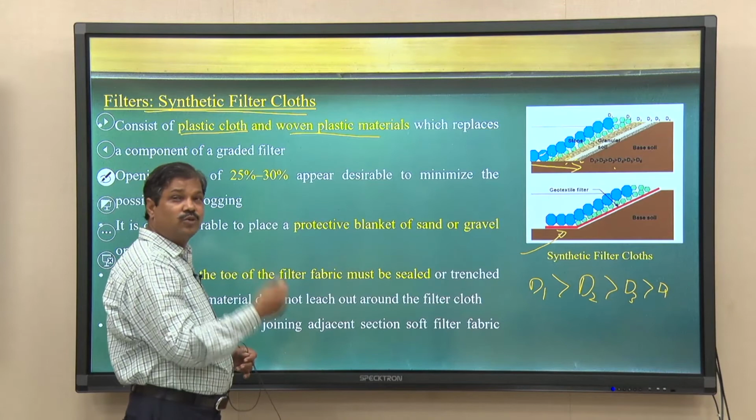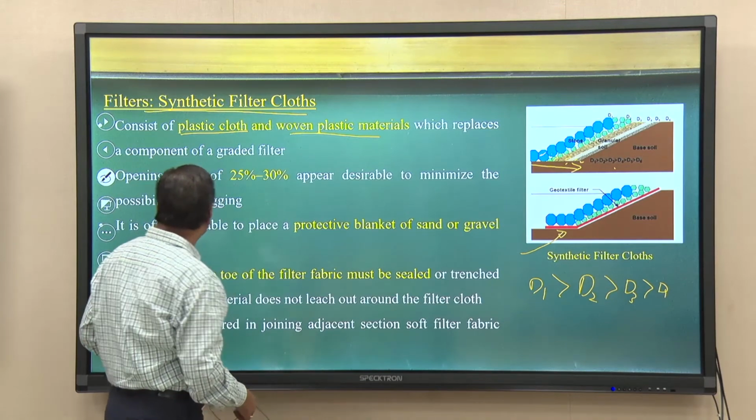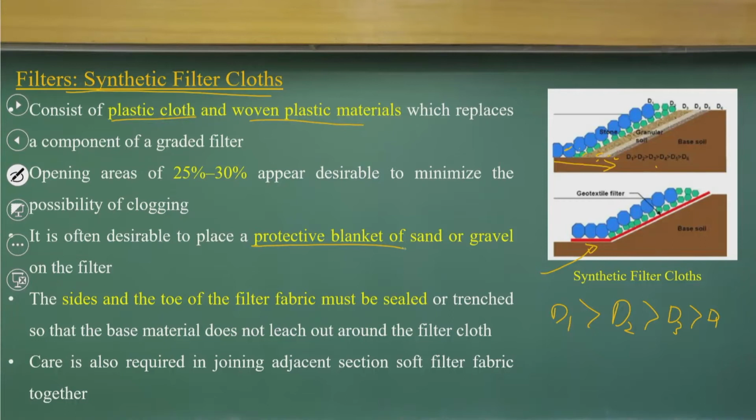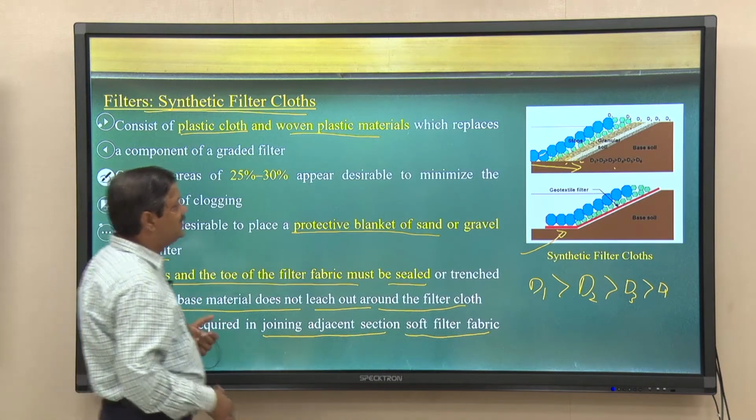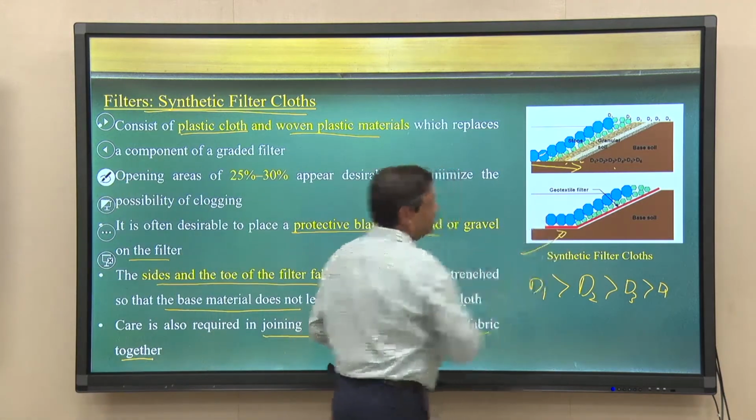geosynthetic materials, and what the properties of geosynthetic materials should be, which provide a protective blanket for the sand and gravel on the filters. The sides and the top of the filter fabric must be sealed in the trench so that the base material does not leach out around the filter cloth. Care should also be taken in joining adjacent sections of the filter fabric together, so it can be monolithic, by stitching these geosynthetic geotextile materials.